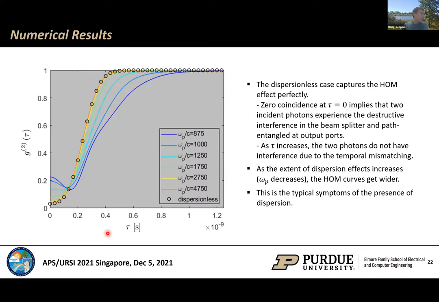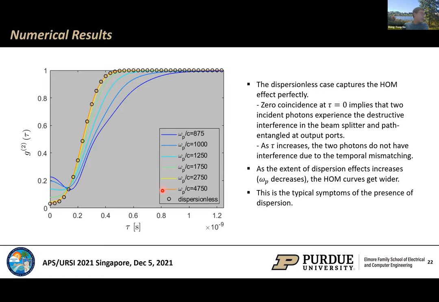Then this is the result: time difference or time mismatch between photon arrival times versus G2 correlation. Let's first look at the dispersionless case illustrated by circles. You can see it is almost zero for smaller tau. What it means is the photons experience perfect interference and they get path entangled at the output ports, so there's no coincidence. However, when the time difference increases, then mismatch happens so that they do not interfere, and we can have a coincidence. So this is the Hong-Ou-Mandel effect.